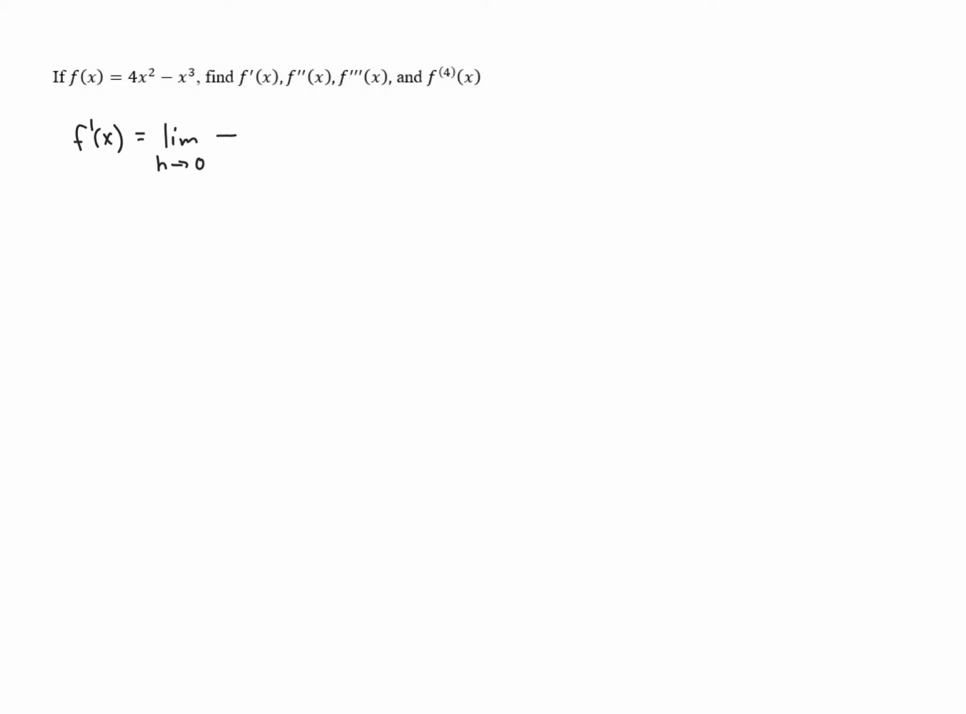we have to do. We've got the limit as h approaches 0 of our function at x plus h. So it's going to be 4 times x plus h squared minus x plus h cubed minus the original function, which is going to be 4x squared minus x cubed all over h.